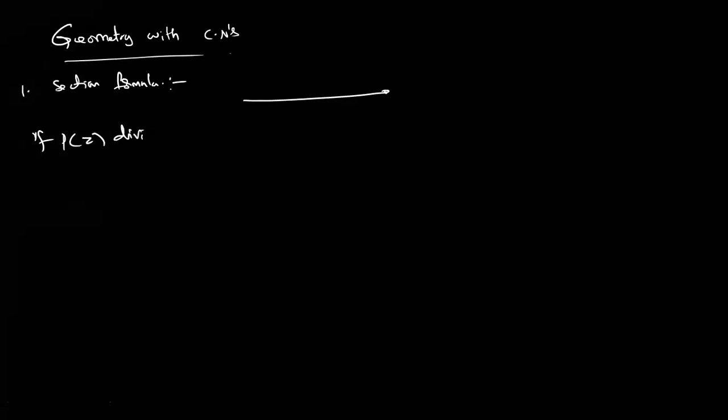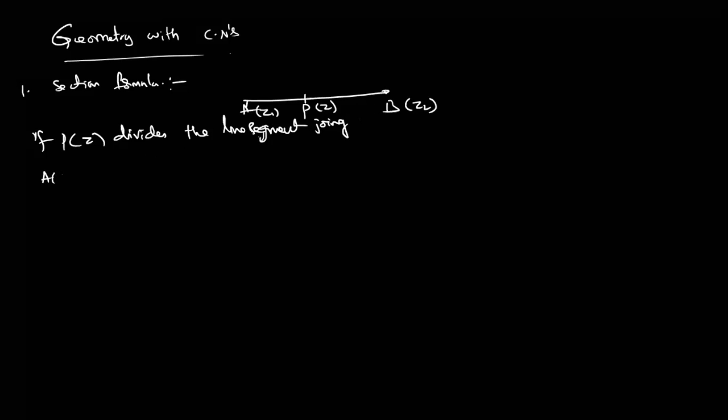Geometry with complex numbers. I'm dictating, please write down. Hurry up. First one, section formula. So dear students, suppose P of Z divides the line segment joining A of Z1 and B of Z2.